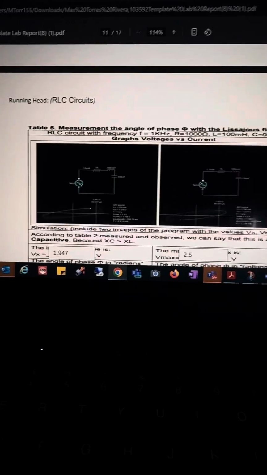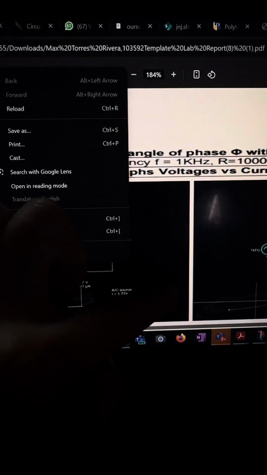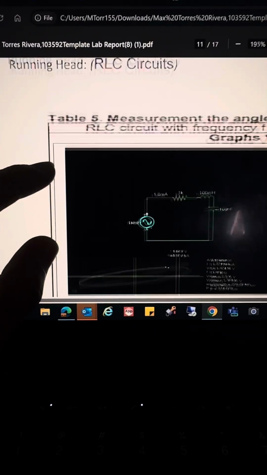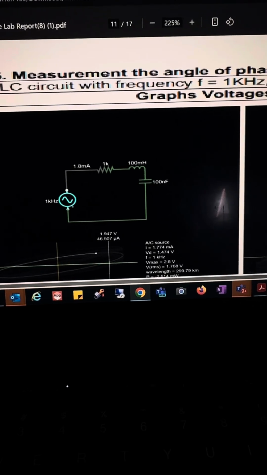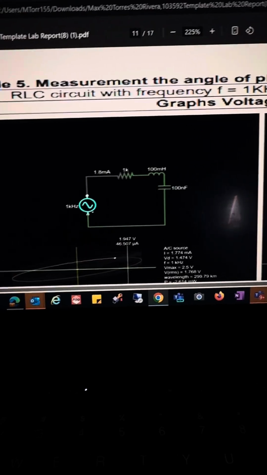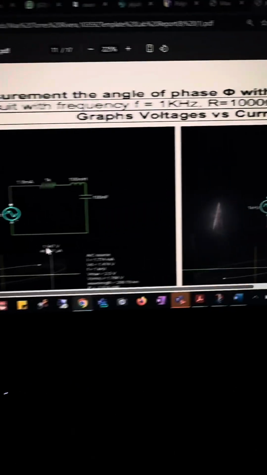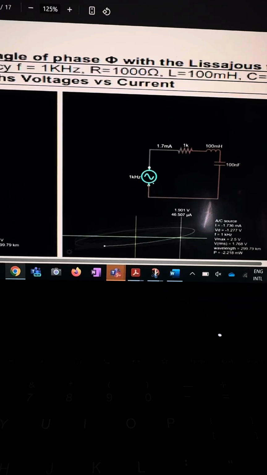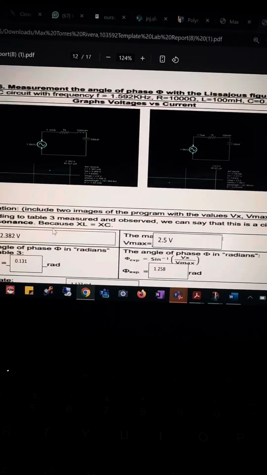And you keep doing the same for each table. Data table 5, zoom in real quick, it says 1 kHz, and I put the 1 kHz on, and it gives me these values over here, the AC source and everything. My Vx, again, this one, I'll plug in the values. I got the other picture that was required, and I plug in my values, and I do the same for the other data table.